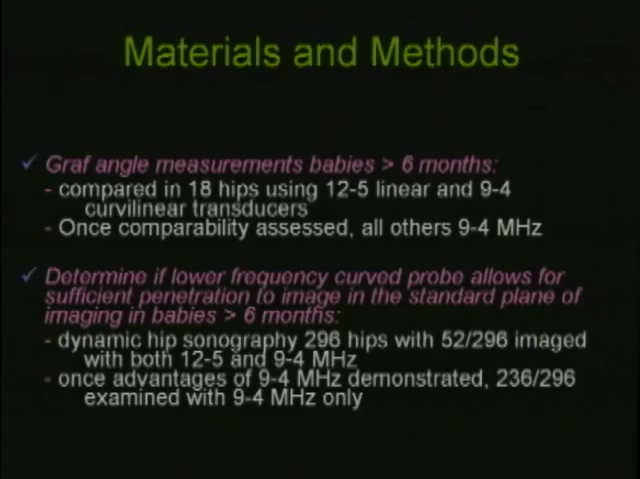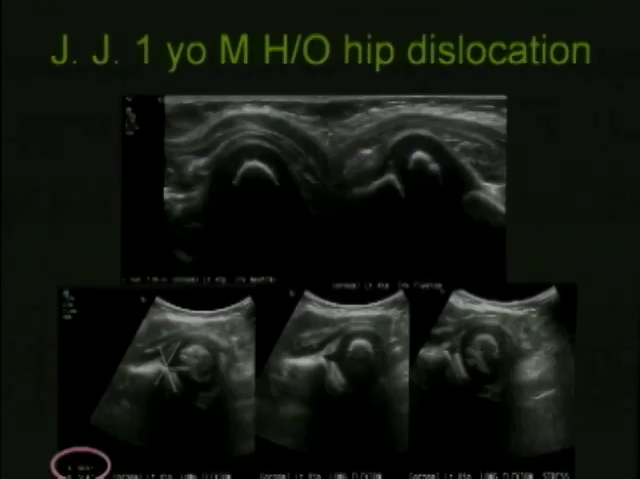We also determined whether or not the lower frequency curved probe allows for sufficient penetration to image in the standard plane in babies over 6 months. And so we did dynamic hip sonography in 296 hips, with 52 of the 296 imaged with both probes. And once the advantages of the 9.4 were demonstrated, the remainder, 236 out of 296, were examined with only the 9.4 probe. And I show you a few examples.